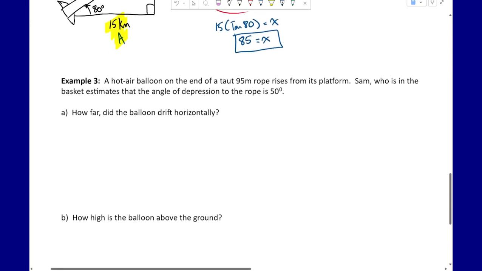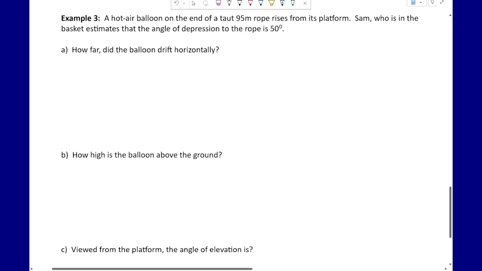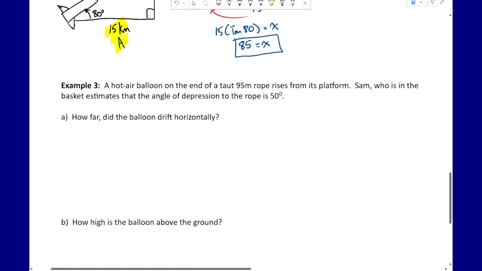Last example, multi-part example with these. So a hot air balloon on the end of a taut 95-meter rope rises from its platform. Sam, who is in the basket, estimates the angle of depression to the rope is 50 degrees. First, we want to figure out how far did the balloon drift horizontally.